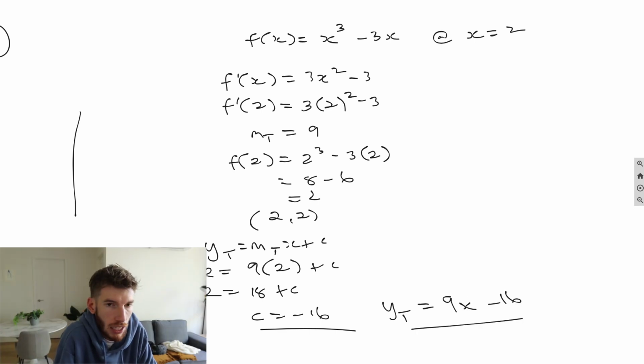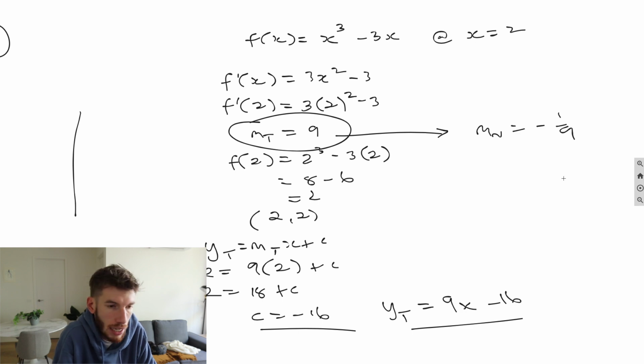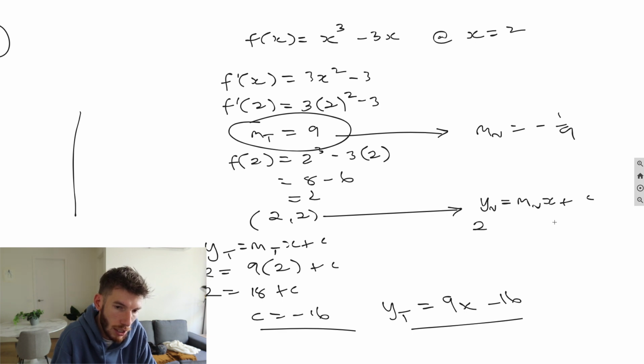Simple as that. If we wanted to get the normal, we can take the gradient of the tangent, and then we can just go, the normal would be -1 on that, which is -1 on 9. Be careful, the c value is not going to be the same, so you actually have to repeat that process. The coordinates are going to be the same, so we can just go y normal is m normal x plus c. We can plug in 2 and 2, like that, and our gradient this time is -1/9 plus c.